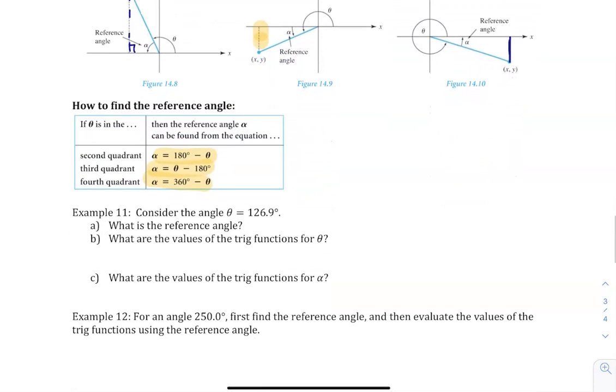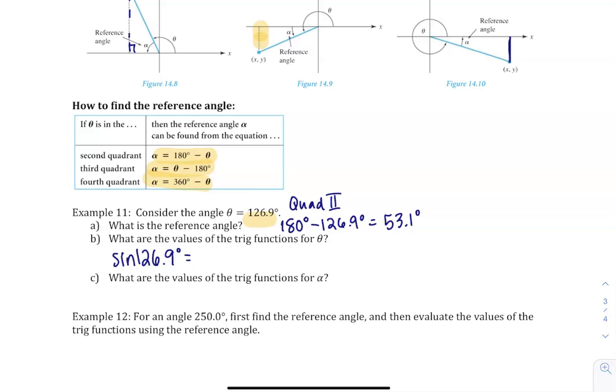So for example 11, if we want to calculate the reference angle, 126.9 is in quadrant 2. And so to calculate the reference angle, we'll do 180 minus 126.9 degrees. And our reference angle is 53.1. Now, what's useful here is I want you to look at this. And I'm just going to do sine, cosine, and tangent because the reciprocals are going to have the same observation.